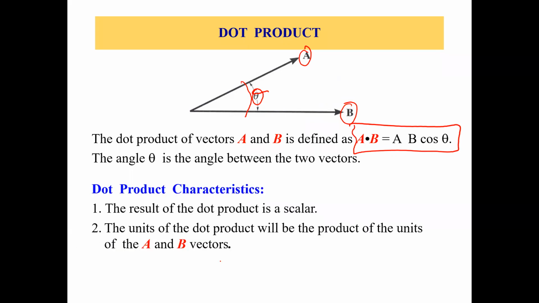Let's go into more detail. What are the dot product characteristics? We already talked about these. The result of the dot product is a scalar, right? So it's just a number. Okay, there's no direction. It's not a vector. Right? So A times B times cosine theta will give you a scalar. The units of the dot product will be the product of the units of vectors A and B, right? So since we are doing A times B, the units will also be unit A times unit B. Okay, so these were some of the details about the dot product.